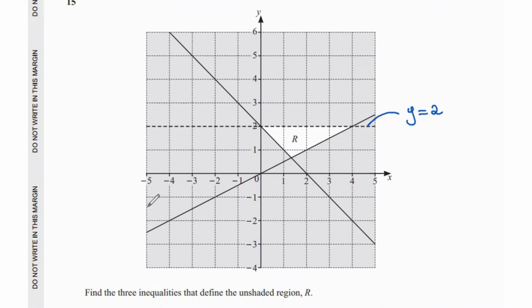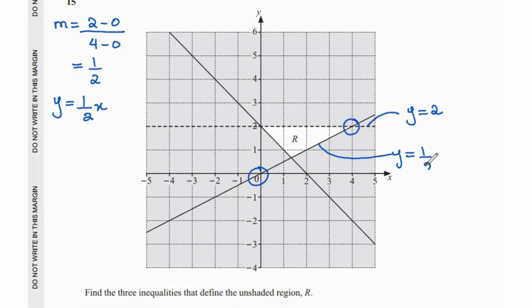Then for this line, it's passing through the origin, and then it's passing through 2, 4. So let's create the equation. Slope is going to be 2 minus 0 over 4 minus 0, which is 1 over 2. And y-intercept is 0 because it's passing through the y-axis at 0. So y equals 1 over 2x is your equation for this line. Let's write that: y equals 1 over 2x.